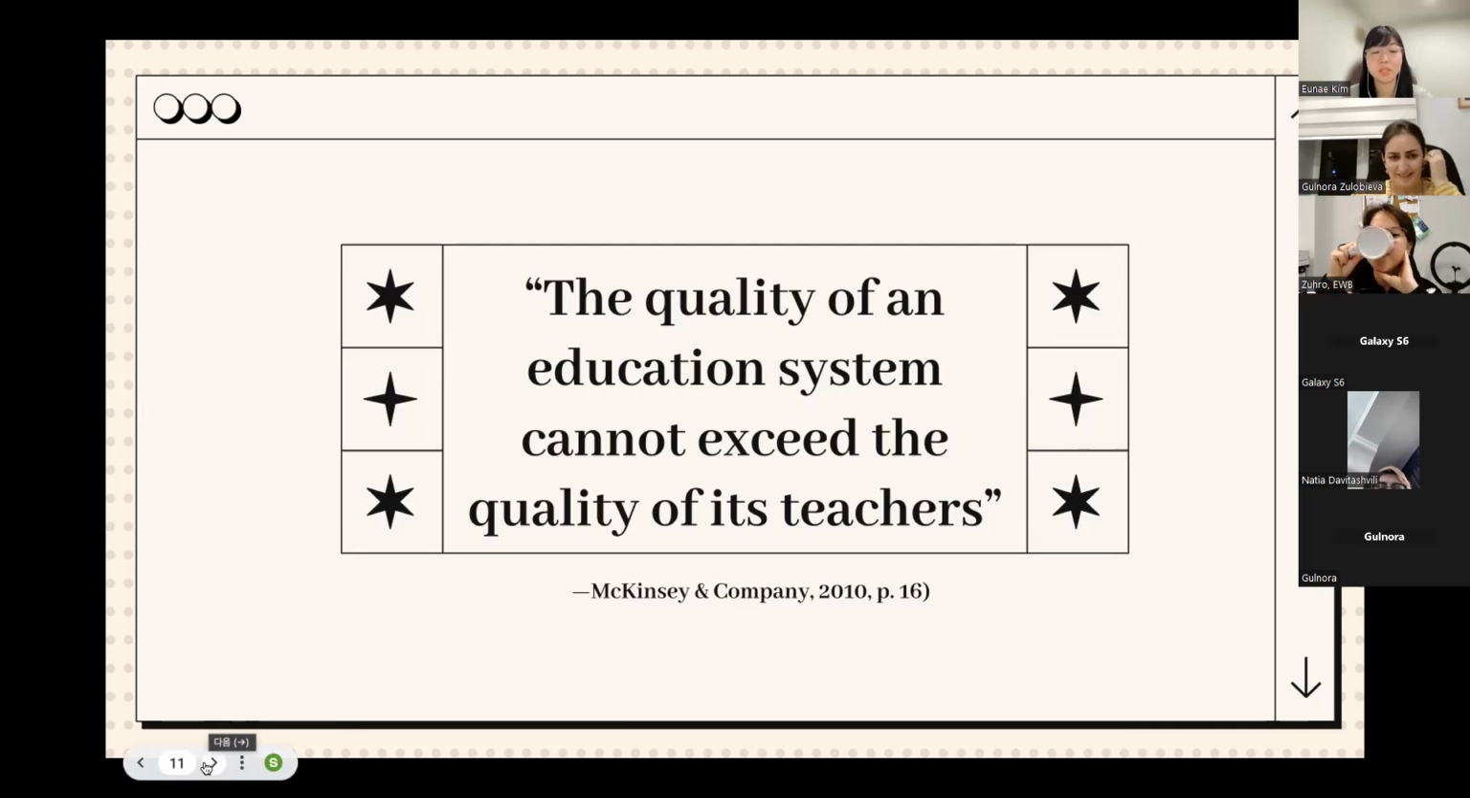So Van den Vrinden quoted this sentence from McKinsey and Company. The quality of an education system cannot exceed the quality of its teachers. What do you think about this quote? Do you agree, disagree? You like it or not? Maybe you can share your thoughts on the chat. While you're doing that, we can continue.